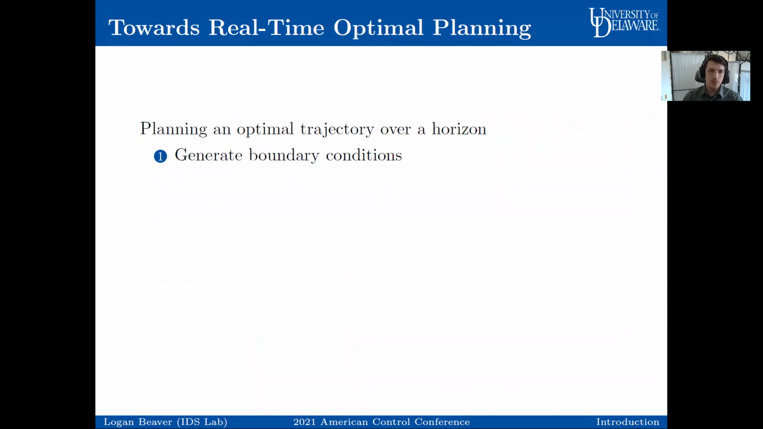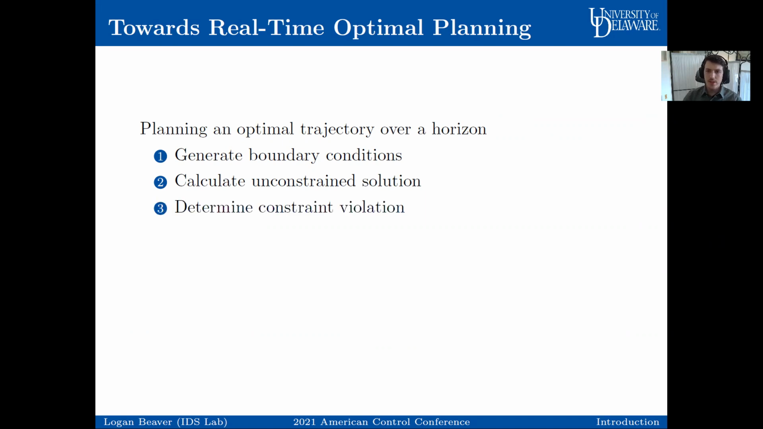So really what we're trying to do with this work is do optimal planning, so optimal trajectory generation. And so this consists of a number of steps. First, you're going to generate your boundary conditions, where you start, where you end. After that, you're going to calculate an unconstrained solution that connects your initial and final states together. And then you're going to determine if any constraints have been violated. If they haven't, you're done.